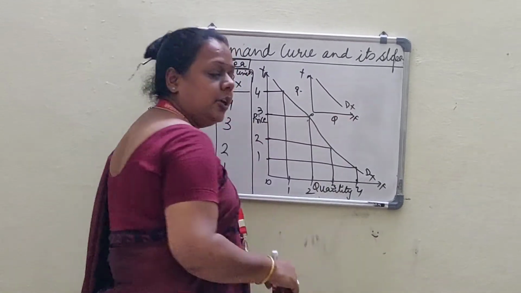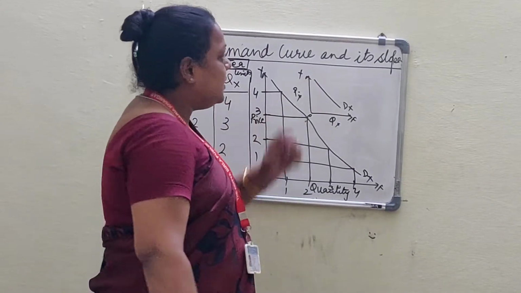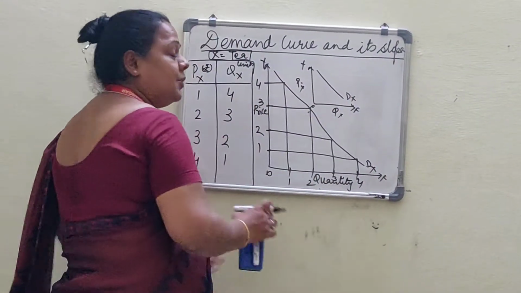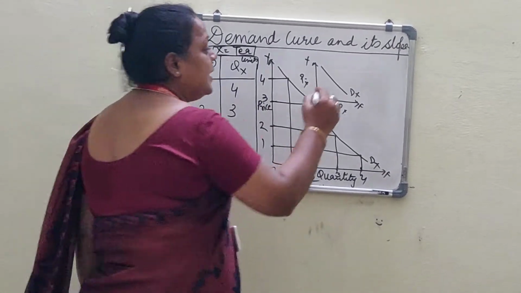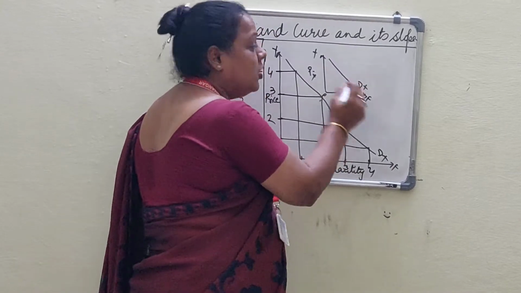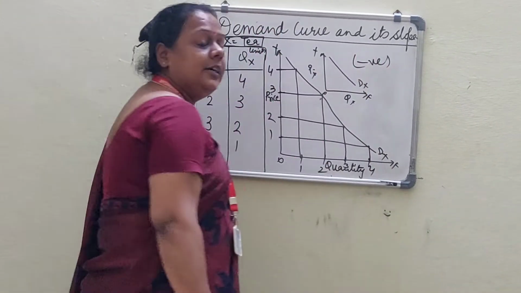Price and quantity of commodity X. Is that clear? So this is the price and the demand curve slope. The slope of the demand curve always comes out negative, going down from left to right. It always has a negative slope.